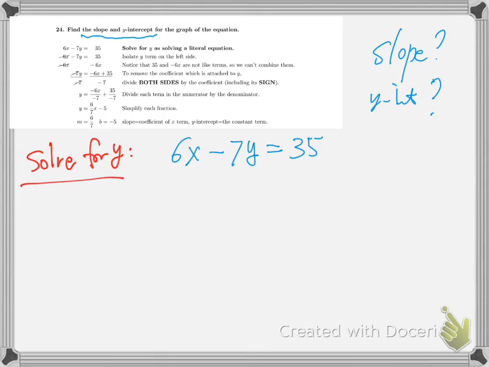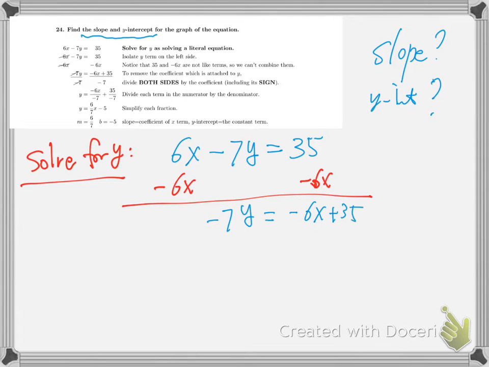Okay, so solve for y. How to solve for y? First, you cancel the x term, right? So minus 6x on both sides. You get a new linear equation. So the x part cancelled. Negative 7y is negative 6x plus 35. So here, 6x cancelled.